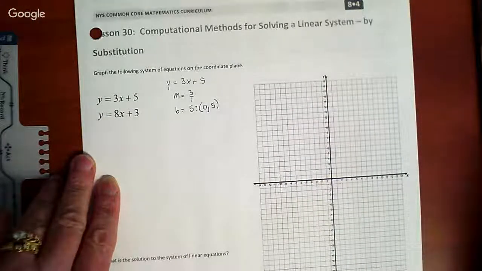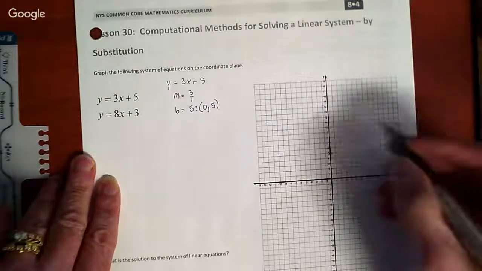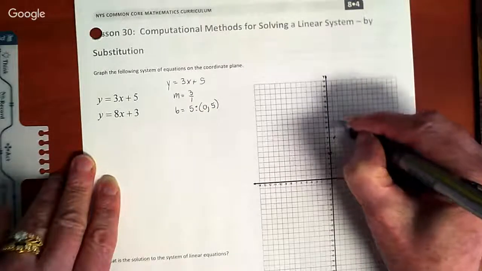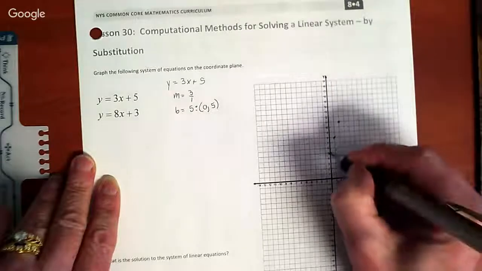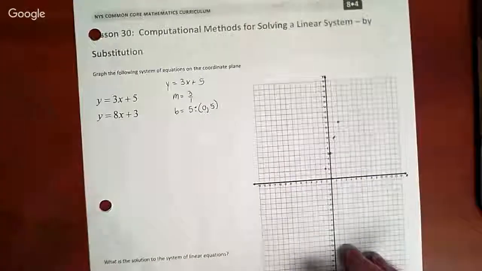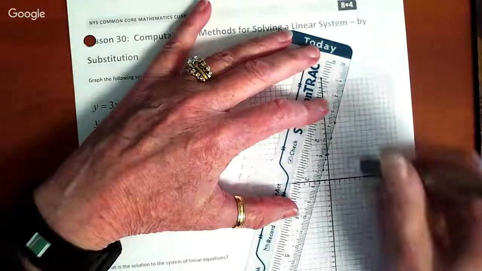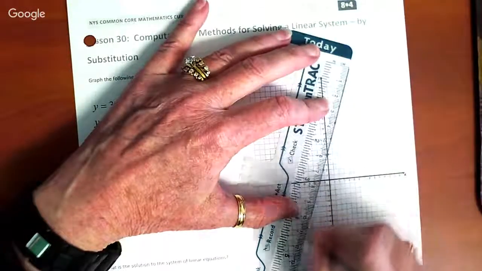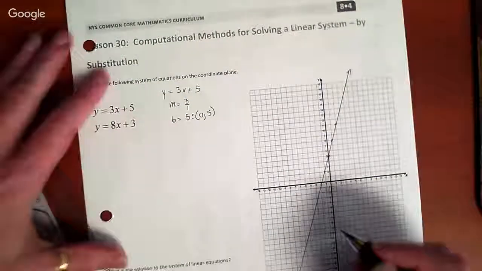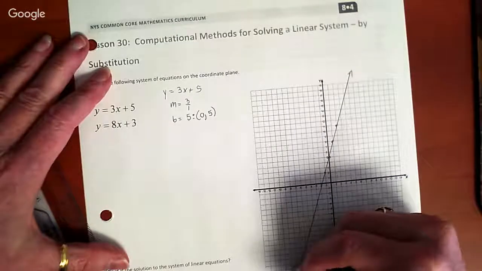So we have (0, 5) right here. Our slope is 3, so up 1, 2, 3 over 1. And I like to go down 1, 2, 3 and over 1, so I get a nice good look at that line. So let me draw that line first. Okay, so now we've got y equals 3x plus 5.